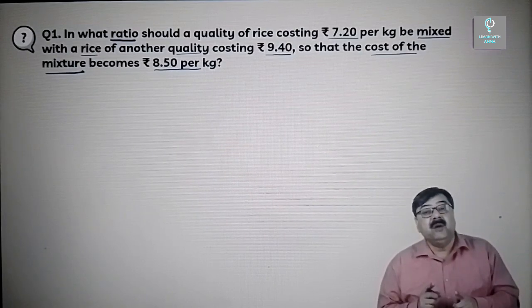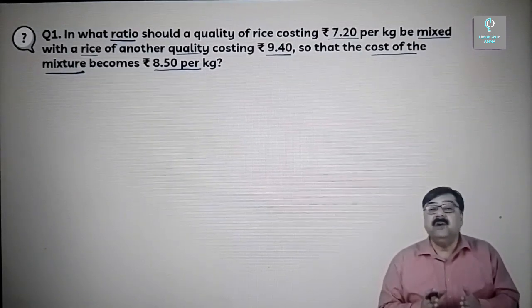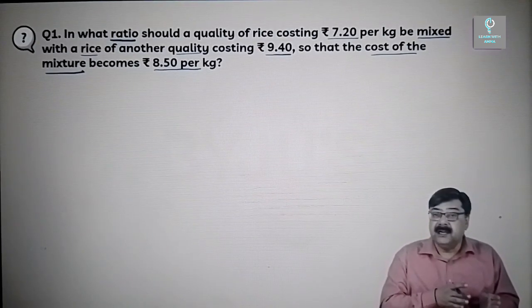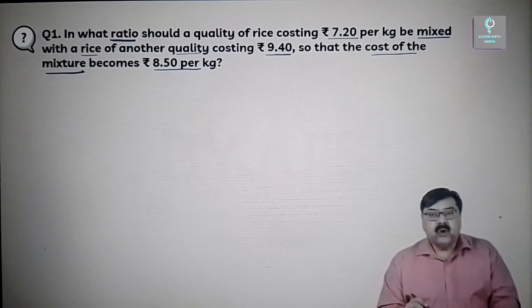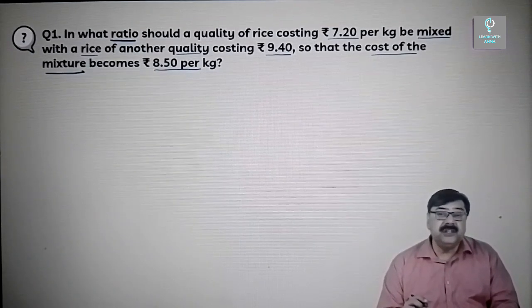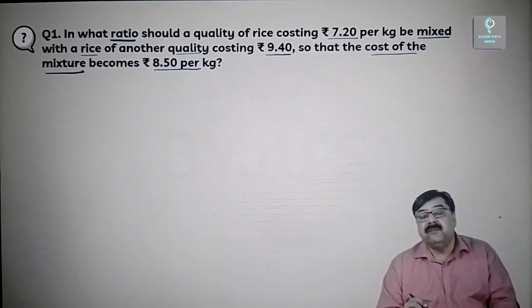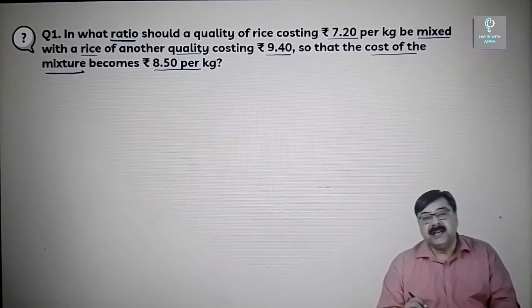Now we will have to find out how much quantity of rice of type 1 has been mixed with rice of type 2. So, mixtures and alligations is an extension of ratio, and certain concepts of profit and loss are also used here, as you will see.